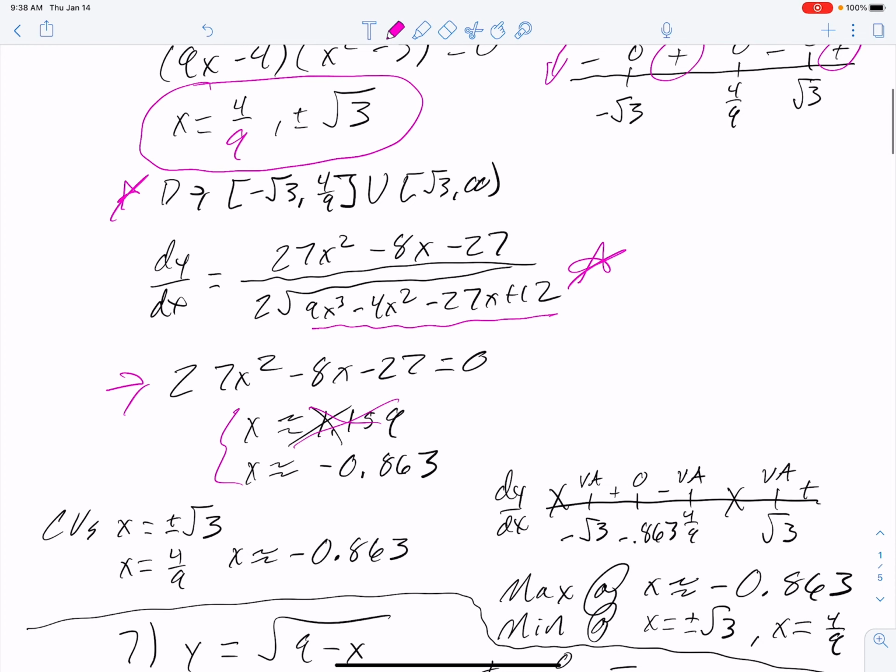Don't forget, zeros from our original function are critical values, as well as anything that we find that makes the derivative equal 0. I made my sign pattern for my derivative, and I know that where my sign pattern changes from positive to negative, I'll have a maximum. And at all the zeros from the original function in this problem, I will have a minimum.